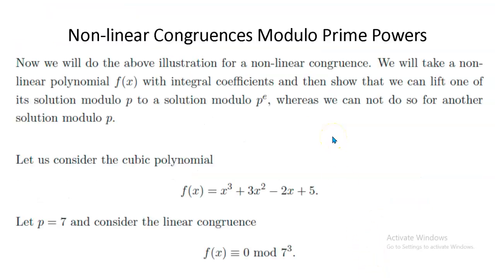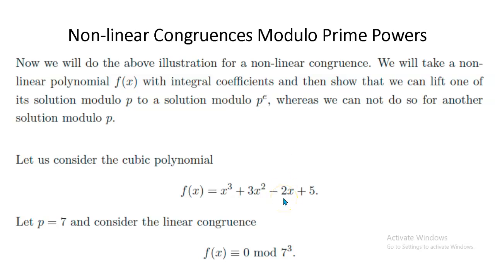Next is nonlinear congruences modulo prime powers. Now we will do the above illustration for a nonlinear congruence. We will take a nonlinear polynomial f of x with integral coefficients and then show that we can lift one solution modulo p to another solution modulo some power e, where we cannot do so for another solution modulo p. So here we are considering a cubic polynomial f of x equal to x cube plus 3x square minus 2x plus 5.